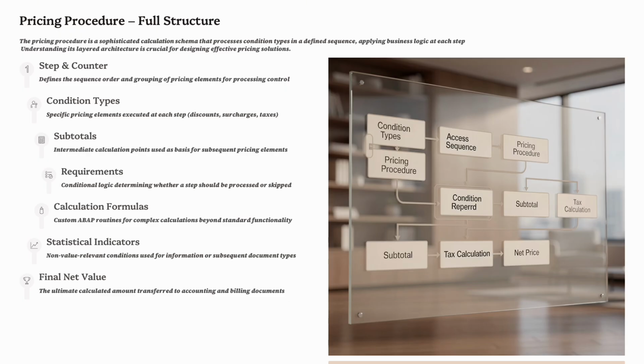Examples of statistical conditions: profit margin, internal freight cost, cost of goods sold, rebate basis values, reporting-only conditions. Statistical conditions are essential in real-world reporting. 7. Condition class and calculation type.